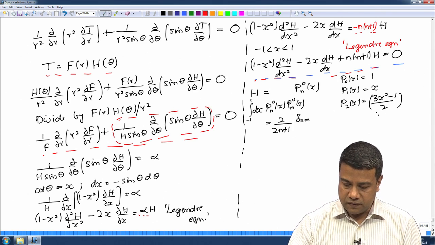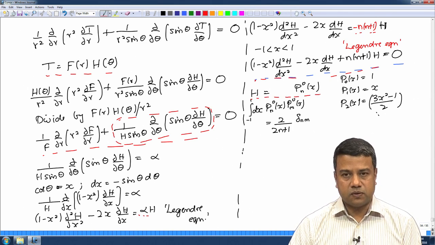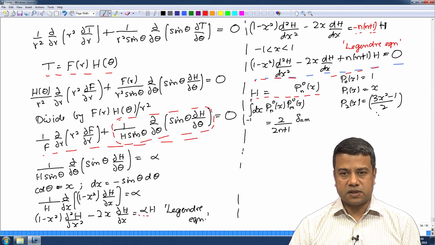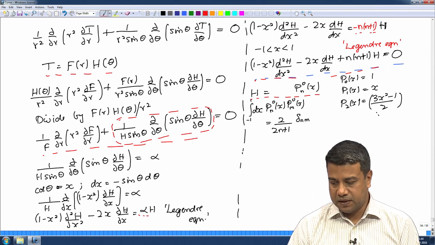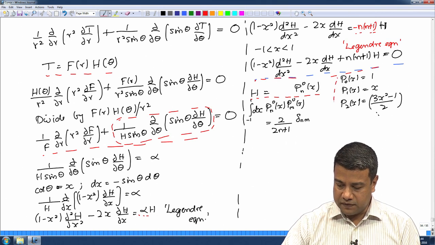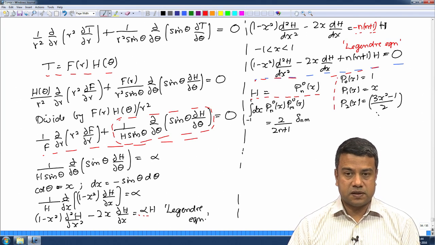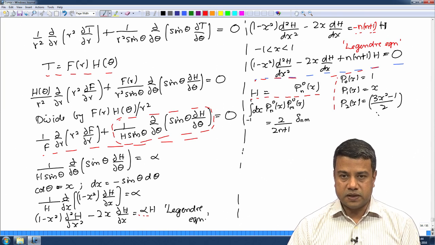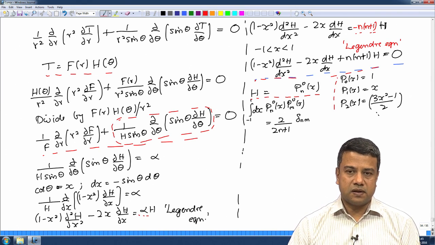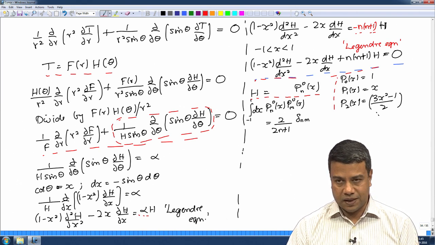And the solutions are of the form Pn0 of cos theta. The superscript 0 I will come to a little later. I wrote down for you the first few of these, P0, P1, P2, etc. These are all polynomials. Pn is a polynomial of order n. P0 is just 1. P1 is equal to x itself, or cos theta itself. P2 is (3 cos square theta minus 1) by 2, and so on.